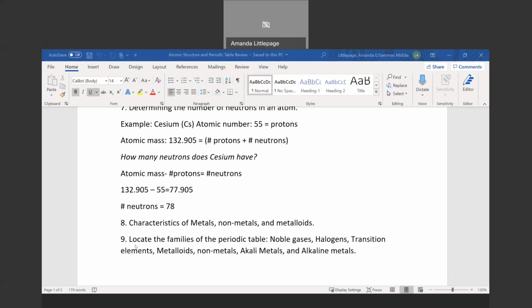And then lastly, you need to be able to locate the families of the periodic table: noble gases, halogens, transition elements, etc. You need to be familiar with these, okay? Again, use ptable.com as a reference guide, okay?